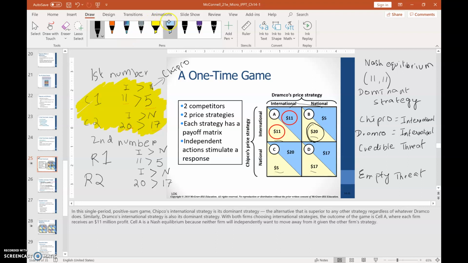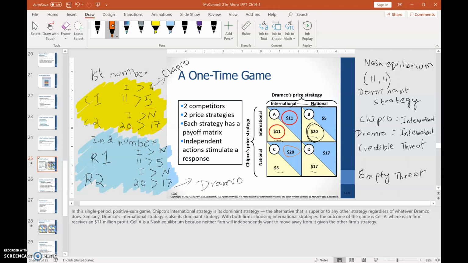Now let's look at row 1 and row 2. Look at the second number and compare the highest of the two numbers. Whenever you are comparing the second number in the rows, you are looking at Dramco's strategies. Alright, let's do it this way. Row 1, 11 is greater than 5. So 11 is circled. Row 2, 20 is greater than 17. So 20 is circled.